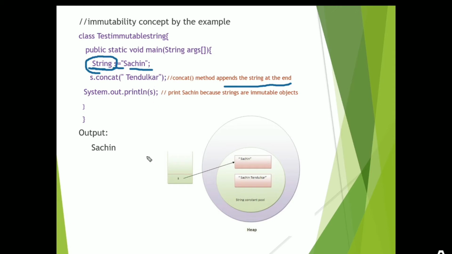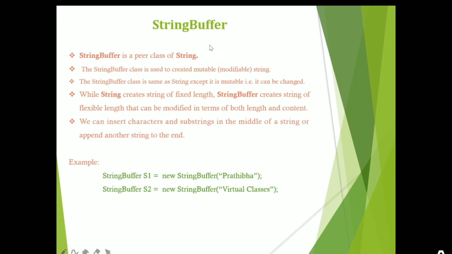Like this, the s object is created and refers to Sachin. It is concatenated with Tendulkar. But next we learn the StringBuffer class, whose strings can be changed. Mutable strings can be created, but by using the String class we get immutability. Immutability means not modifiable, because strings are immutable objects. We cannot change the data once it is created by using the String class. And next is the StringBuffer class.